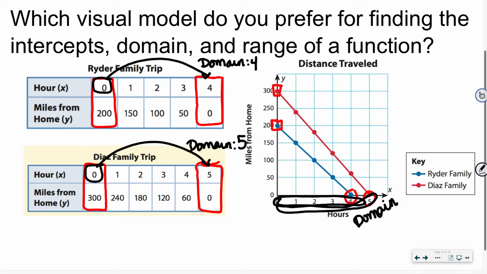How about the range in the table? The range represents what? Our lowest y values to our greatest y values. Where would that be? The y. Yeah, so from 0 to 200 would be our range. So our range here would be what? 200, good. And how about for the Diaz family? 300.